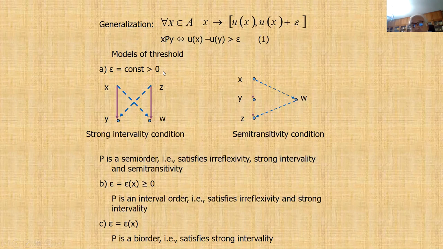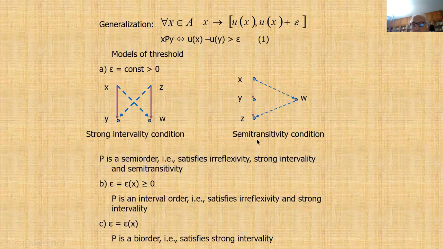And there were several conditions. The first one is the strong intervality condition. In classic literature, it is called the intervality condition. I added strong here because later on we will see what a weak intervality condition is. It is written as follows. You see, if I have X is better than Y and Z is better than W, then at least one of these preferences should hold: either X is better than W or Z is better than Y.